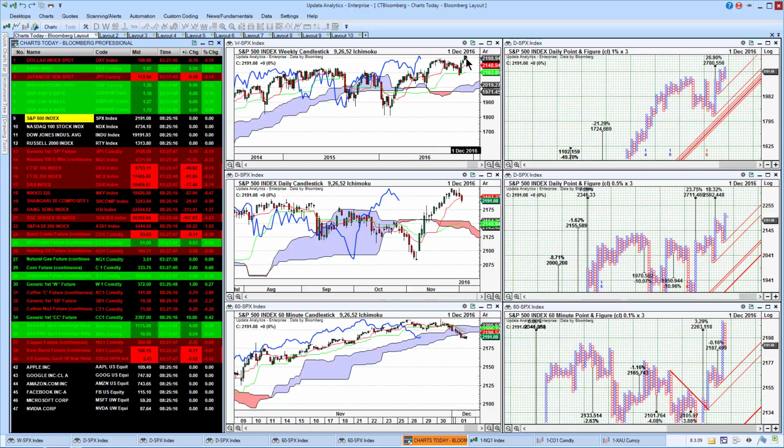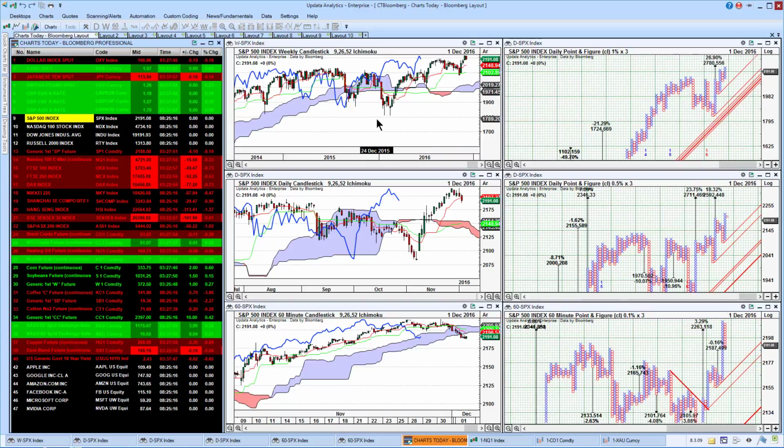We did make a new high. That's the key thing. We did make a new high. And we're still kind of holding that new high position, but we do need to just hold that 2200 to be sure. So keep an eye out for that next week.